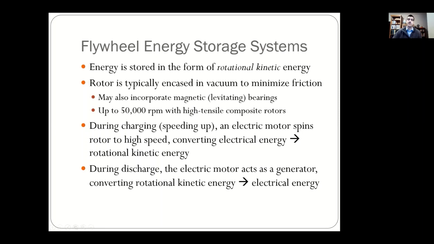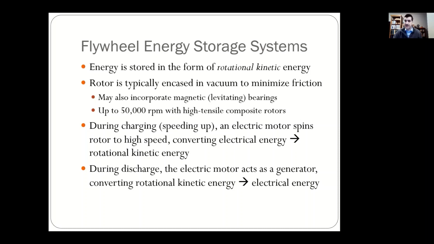Okay, so here's the basics. I probably said a bunch of this already. We're storing energy in the form of rotating kinetic energy. We've got the rotor, aka the flywheel, in a vacuum to minimize the friction, so that you minimize the amount of losses in the system. They can also use maglev, magnetic levitation, which again minimizes the friction that you might have in bearings. So that's a nice component that some of them will use.